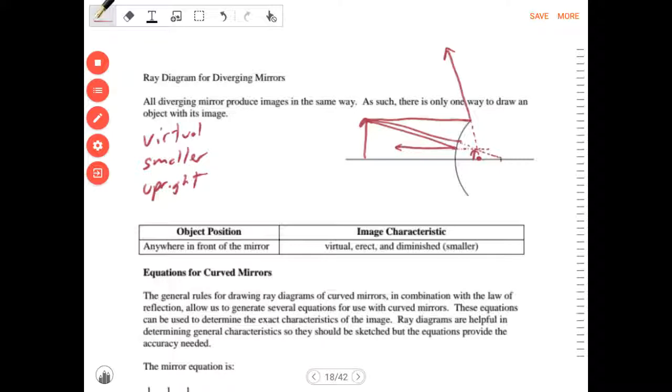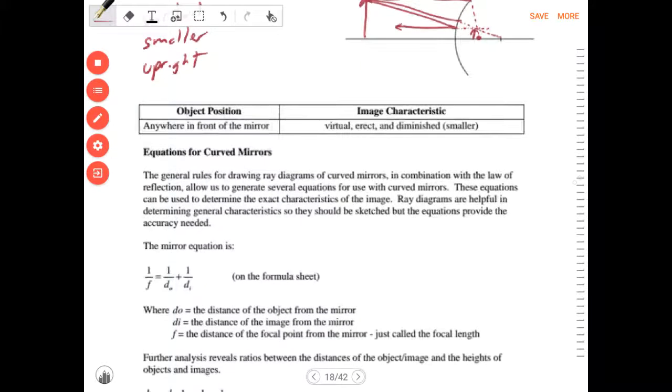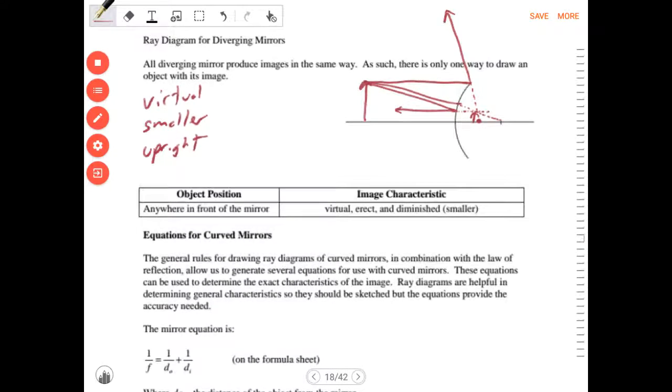That's why there's that little sign there, objects are closer than they appear, because they look smaller, so you think that they're further away. Well, they're closer than they look, because the mirror is making them look smaller. So object position anywhere in front of the mirror: virtual, erect, and diminished or smaller. Awesome. So those are the image characteristics from a curved mirror.